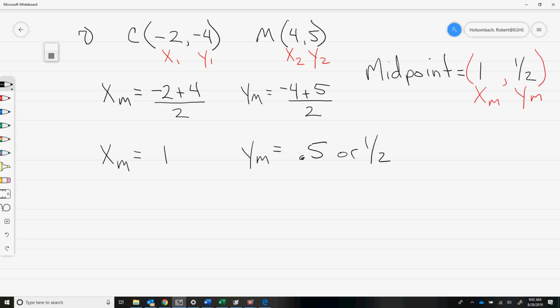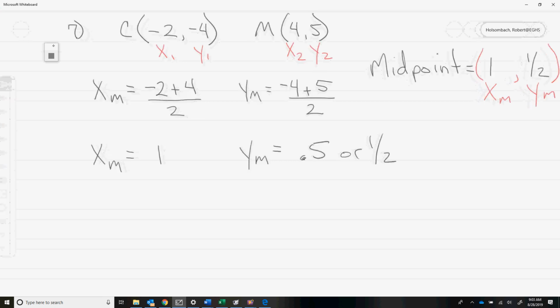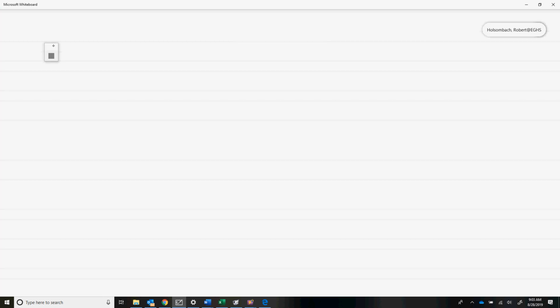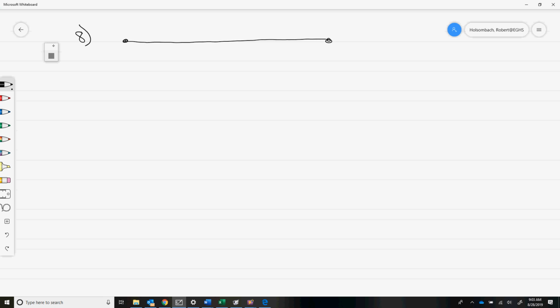Number 8. Y is the midpoint of xz. So here's x, here's z, y is the midpoint. xy is 4x. Y to z is x plus 9. Find xy, yz, and x to z.